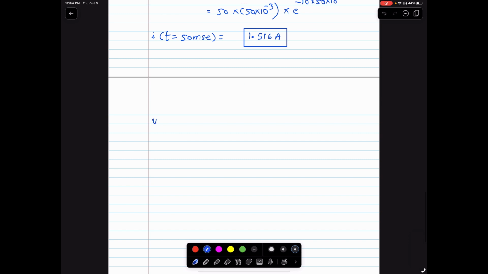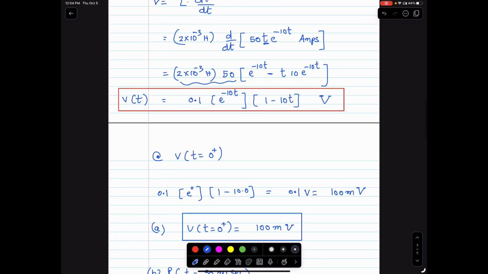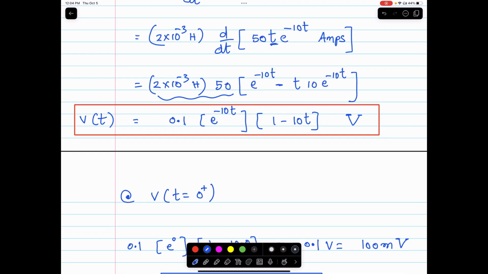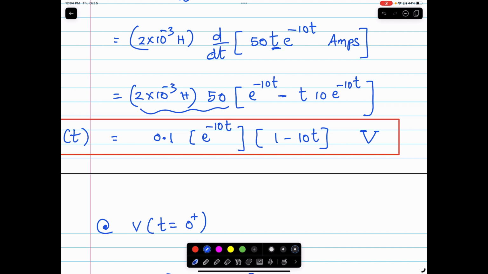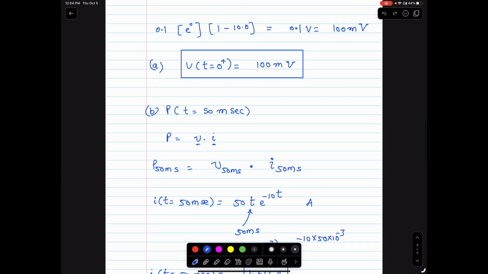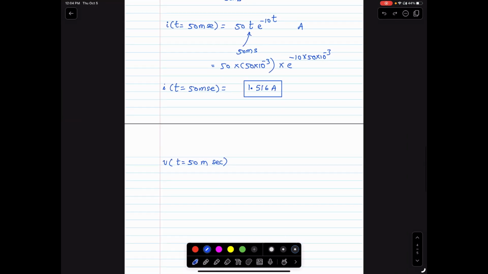Okay, so let's see. We are interested in finding V at t equals 50 milliseconds. I'm going to look at this equation, 0.1 times e to the minus 10t times (1 minus 10t). So in the place of t, all I'm going to do is plug in the value of 50 milliseconds. That gives me the value of voltage at time t equals 50 milliseconds.